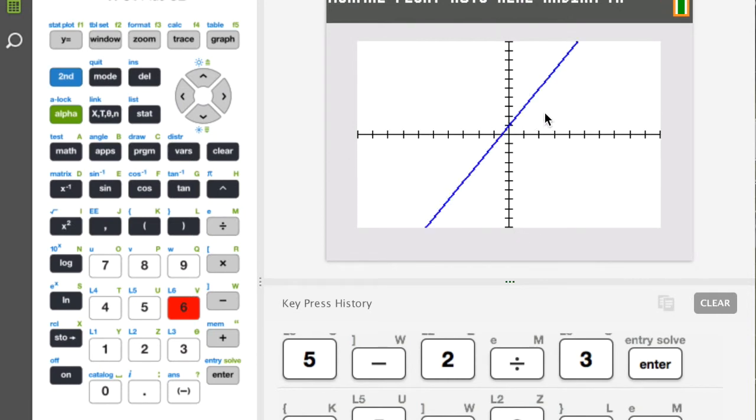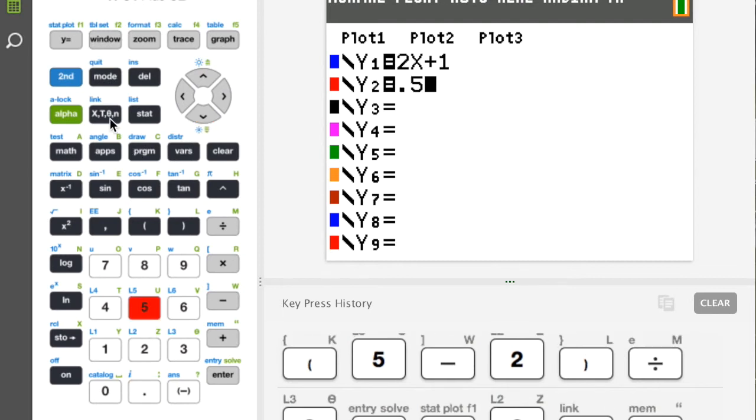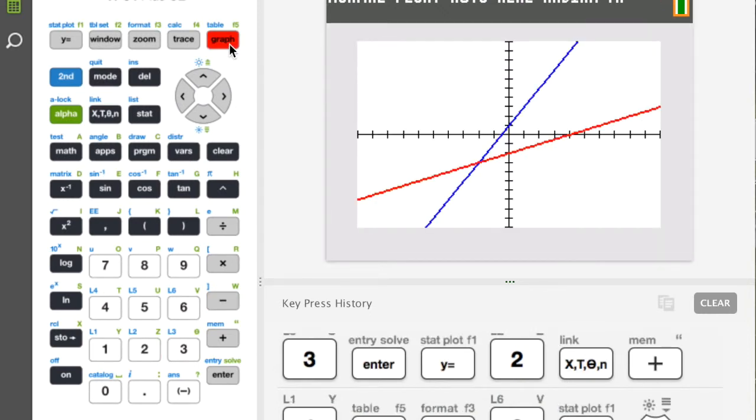If you've got a newer calculator, it might have a color screen. It's given us the nice blue line, but many of you don't. Doesn't really matter. I've used the same calculator for about 15 years. They're all good. If I type in another one, on the newer calculators it will give me a different color. It looks like it'll give me red. I'll try 0.5x, so a different slope, minus 2, hit graph, and there's our second function.